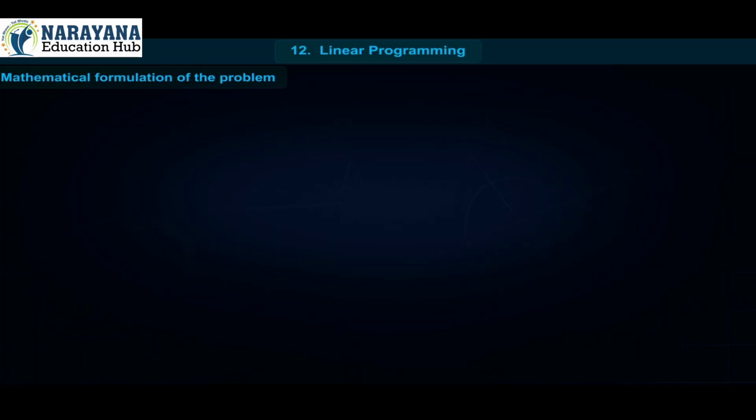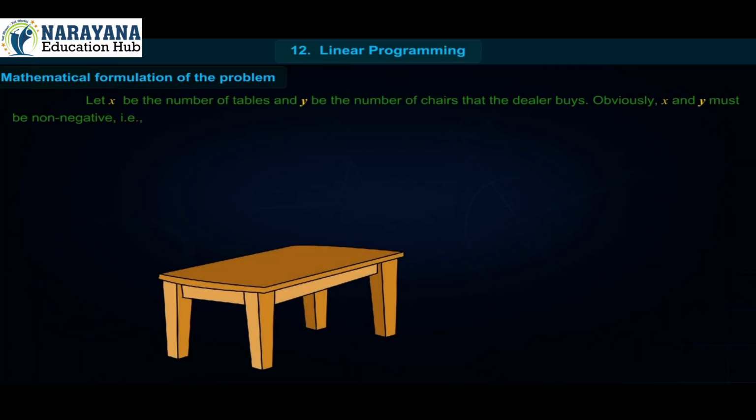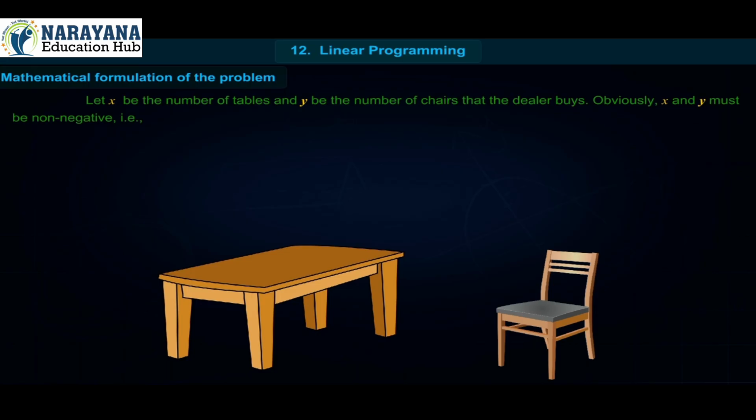Mathematical formulation of the problem. Let x be the number of tables and y be the number of chairs the dealer buys. Obviously, x and y must be non-negative. That is, x is greater than or equal to 0, equation 1, and y is greater than or equal to 0, equation 2. These are the non-negative constraints.